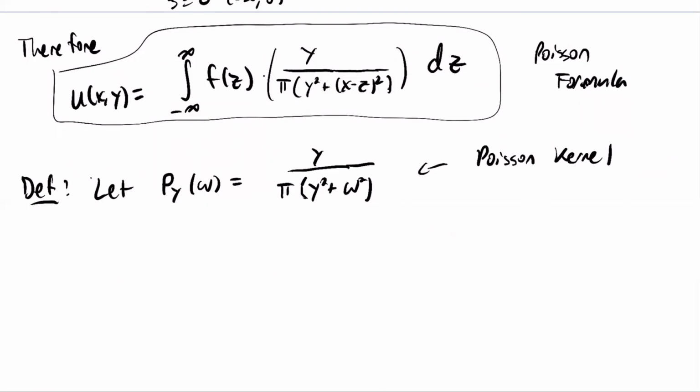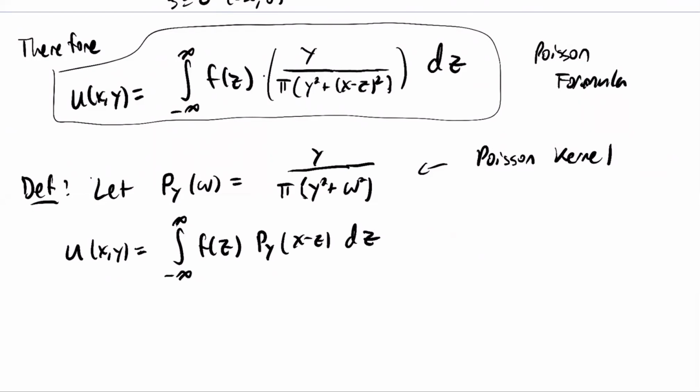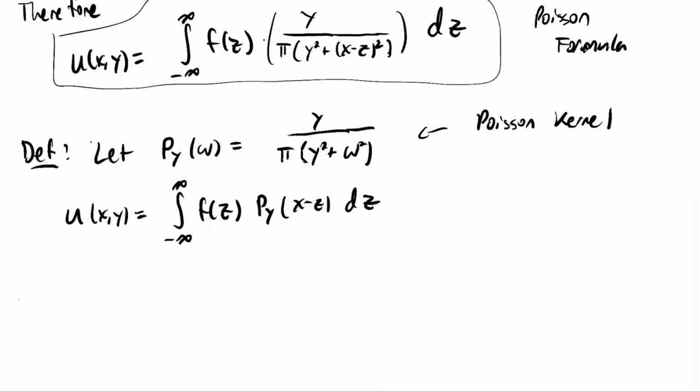And so, if we look at the formula we have above, this says that u of x, y is given by the integral from -infinity to infinity of f of z times the Poisson kernel at y, not at w, but at x minus z, dz. This expression should look familiar. Remember, we defined a certain operation called the convolution when we were talking about Fourier series. So this says that the solution is given as a convolution of the initial data with the Poisson kernel. Let's just review the definition of convolutions.